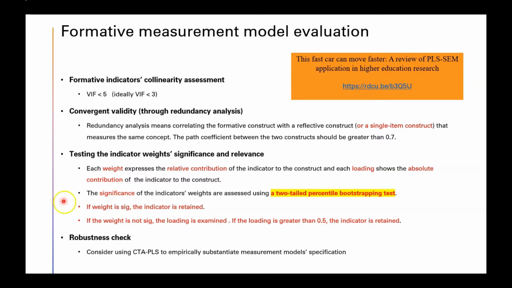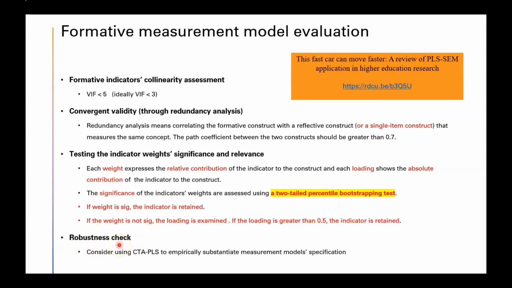With respect to the results of this significance testing, what is important is that if the weight of one indicator is significant, the indicator can simply be retained in the model. In case the weight is not significant, you have to focus on the loading of that particular indicator, and if the loading of that indicator is above 0.5, although its weight is not significant, still you can retain it in your model. And the last point is a robustness check.